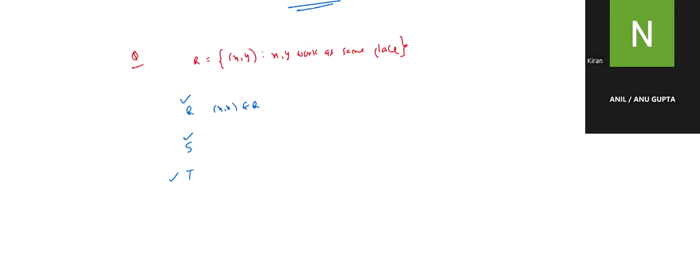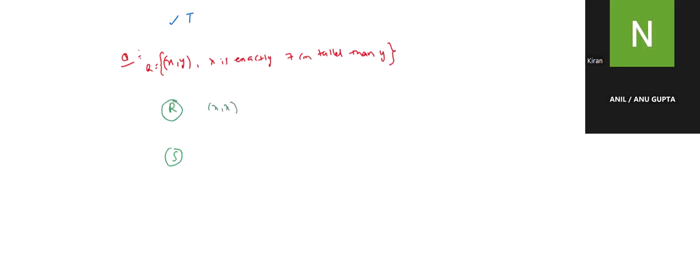Okay, I'll write this. (x, y), x is exactly 7 centimeters taller than y. Is it reflexive? No, because (x, x) does not belong to R, since one person cannot be exactly 7 centimeters taller than themselves. So not reflexive.